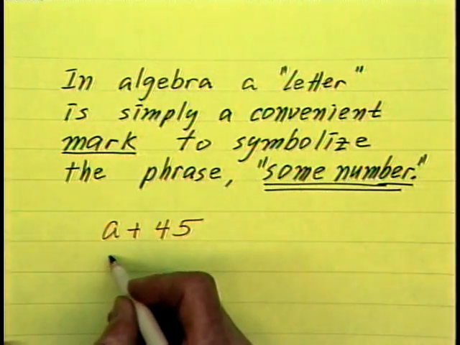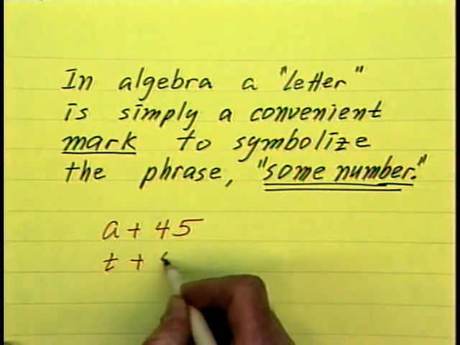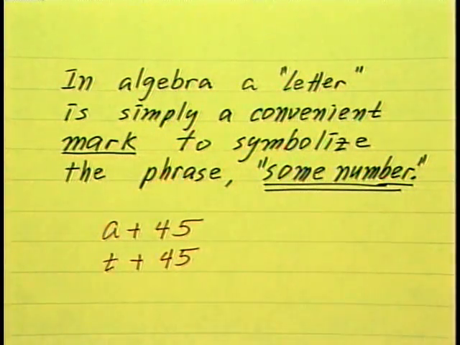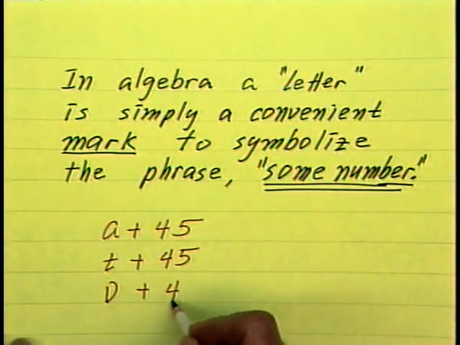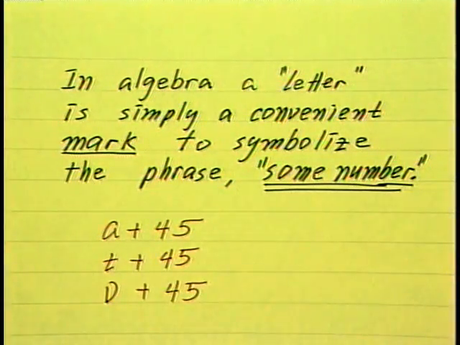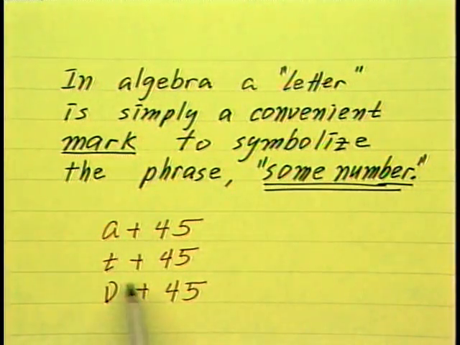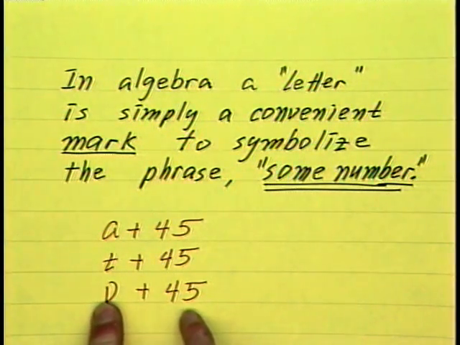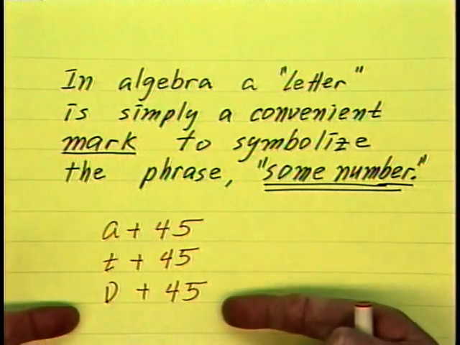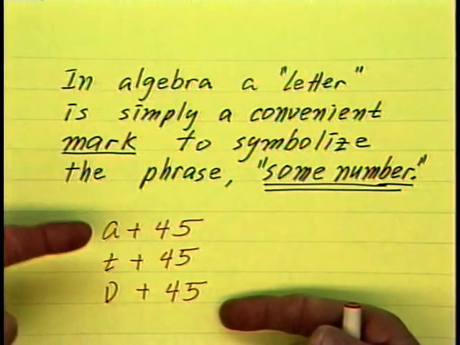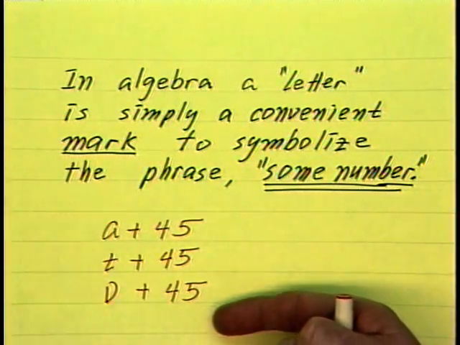If I were to say this, I am still saying some number added to 45. And the same thing in this case. Some number added to 45, or the sum of some number and 45. What number? Well, as it's written down here, we haven't the slightest idea. Somebody has to tell you.